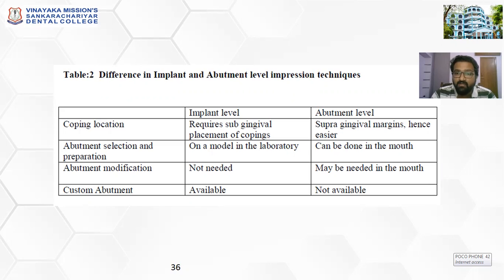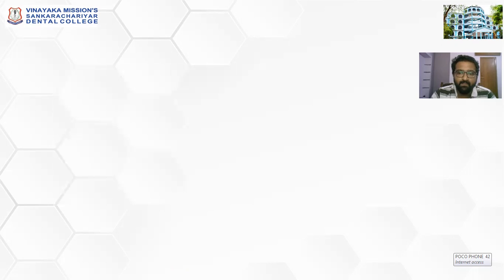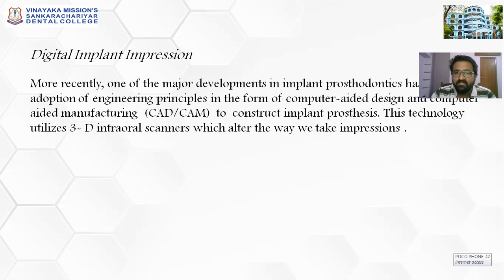But in the abutment level, you are going to place the abutment on the patient, and then you can trim the abutment also. Abutment modification is not necessary on the patient in the implant level because you are going to select the abutment on the model in the laboratory only, and in the abutment level it is needed. Custom abutment: in the implant level you can always provide a custom abutment, whereas in the abutment level impression you are already selecting the abutment.